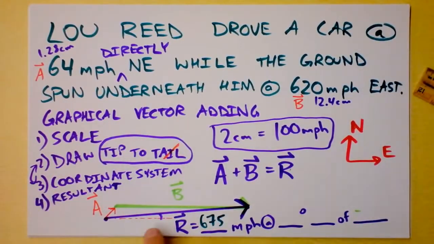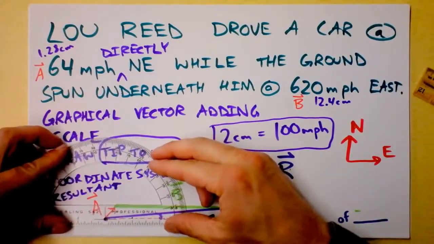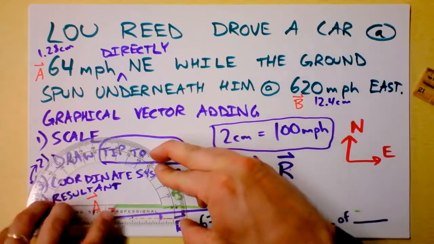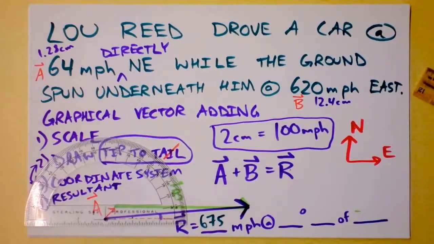I need to find that angle, and I don't know how to use trigonometry here because I don't have any right triangles. What I can do instead is get the protractor back. I line that up with the base, and I see that that is, wow, just about 5 degrees. How about that? We're not doing sig figs here. We're being kind of sloppy.